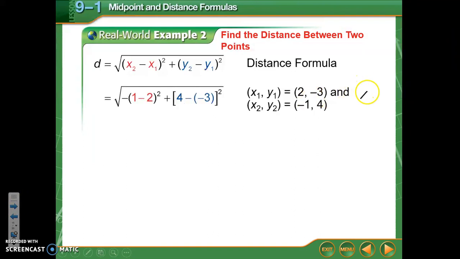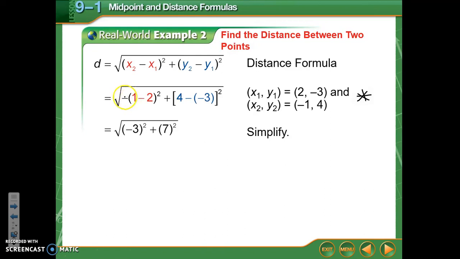So again, remember these are our points. It does not matter which one I call 1 or 2, but in this case we called 2, negative 3 our first point, so that's x1, y1. And we called negative 1 for our second point, x2, y2. So I start out with the quantity x2 minus x1 squared and y2 minus y1 squared.